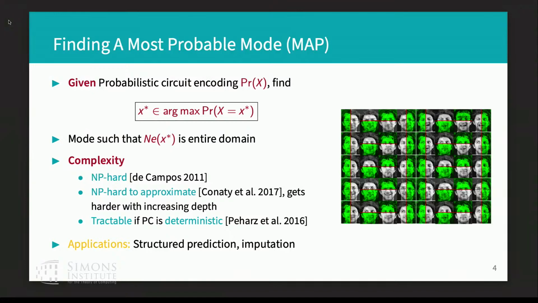So we know that the problem in discrete networks is NP-hard. We know that it's NP-hard to approximate, and the approximation that we can get gets worse and worse the deeper the network gets. And we know that if we have deterministic or Q-deterministic circuits, then we can do it efficiently, right? And this actually has, let's say, a lot of applications: all these structured predictions, data imputation, multi-label classification, and stuff like that.